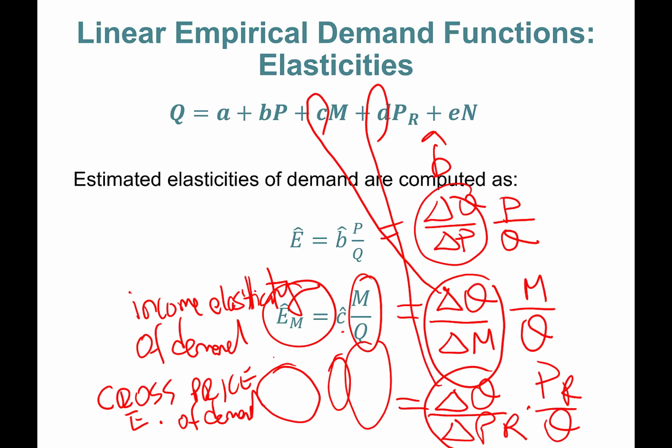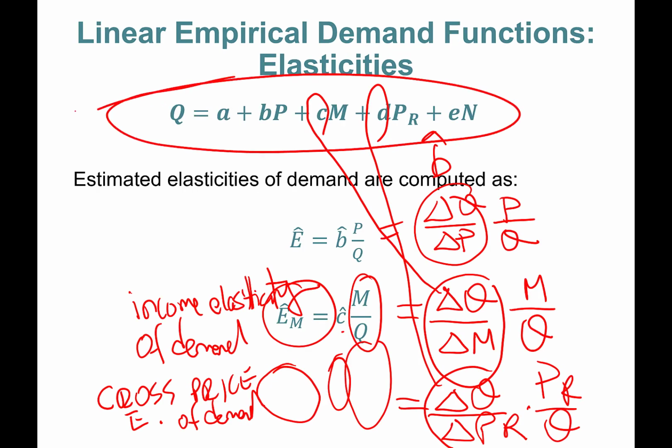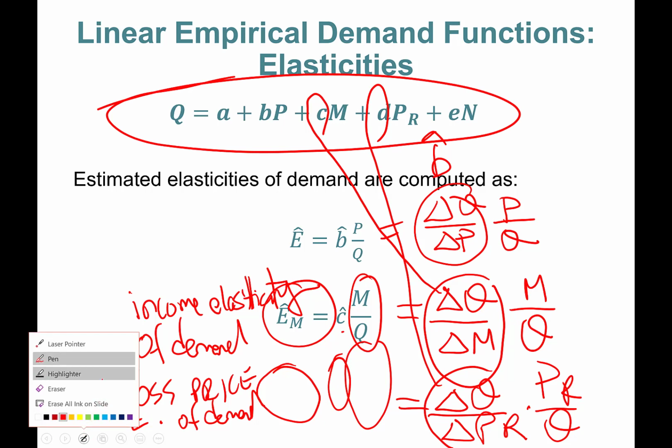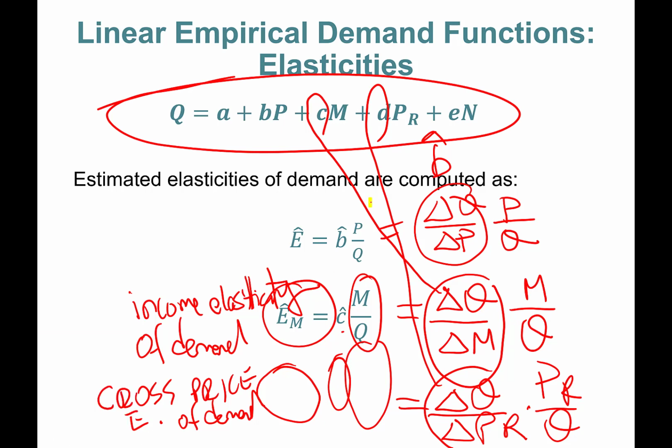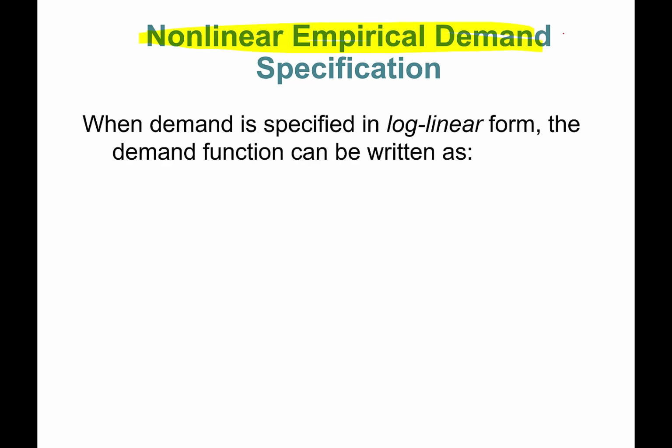Okay. All right, so we also have a nonlinear empirical demand specification. So this was a linear specification. And in the linear specification, as you can see, and this is really important, elasticities are changing numbers depending on the levels of price and quantity, income and quantity, price of related goods and quantity. What if I want to find an elasticity that's a constant number? Then I have to use a nonlinear empirical demand specification, specifically the log linear form.